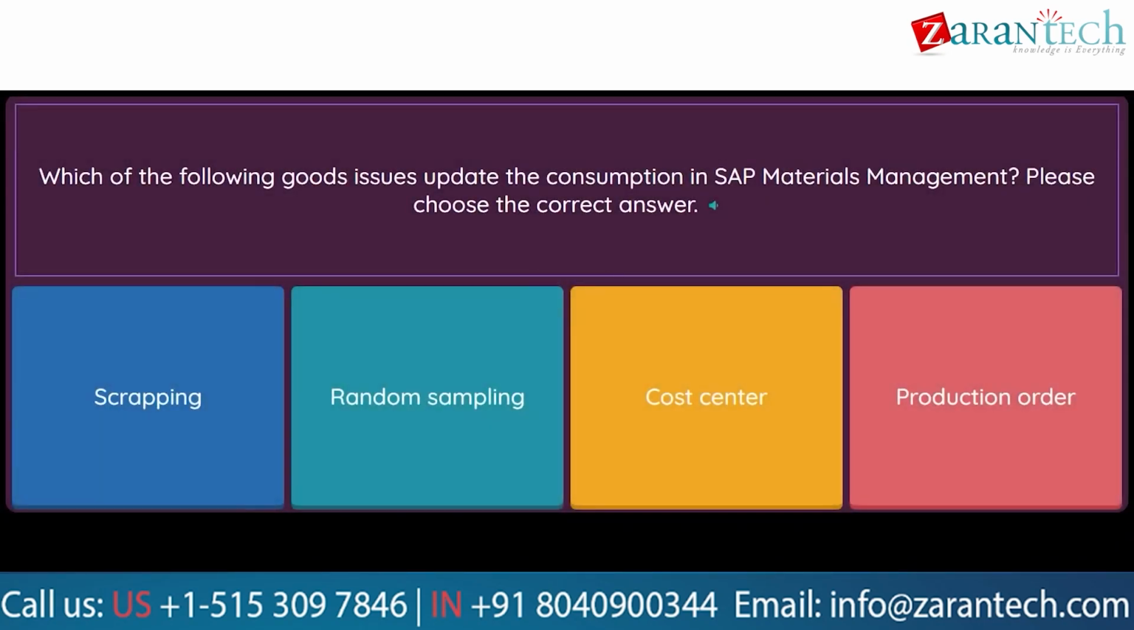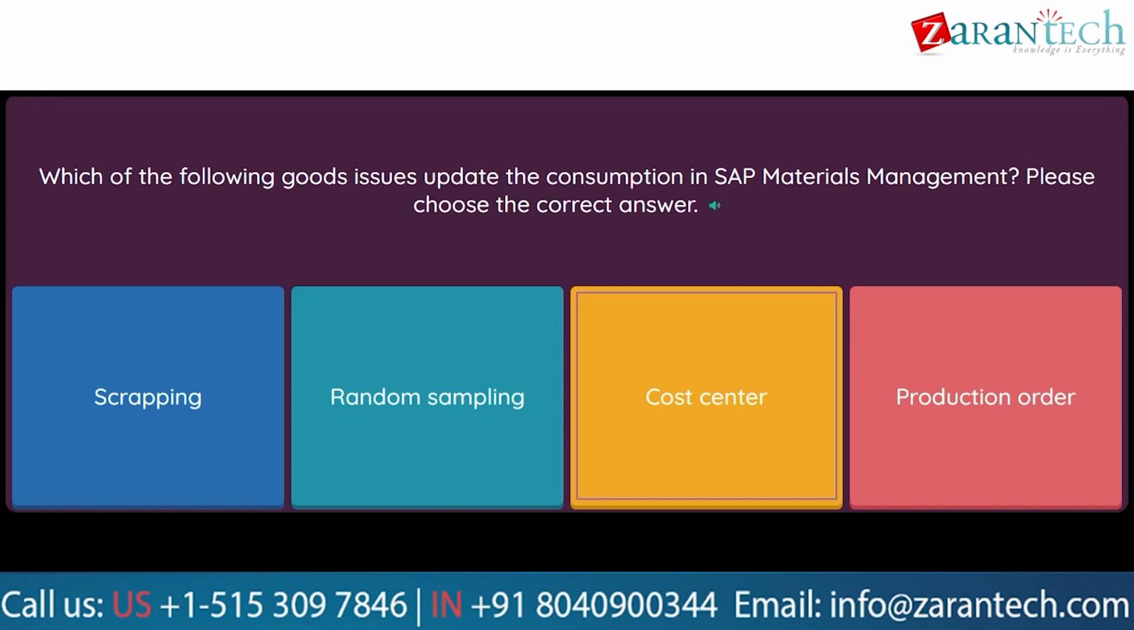Question: which of the following goods issues update the consumption in SAP Materials Management? Please choose the correct answer. Option 1: scrapping. Option 2: random sampling. Option 3: cost center. Option 4: production order.